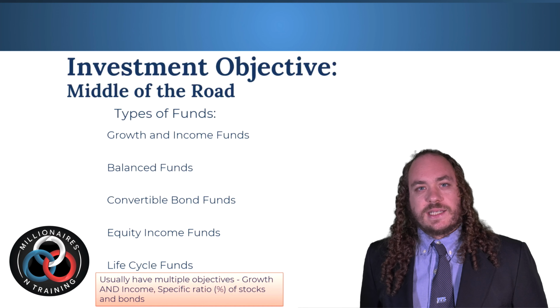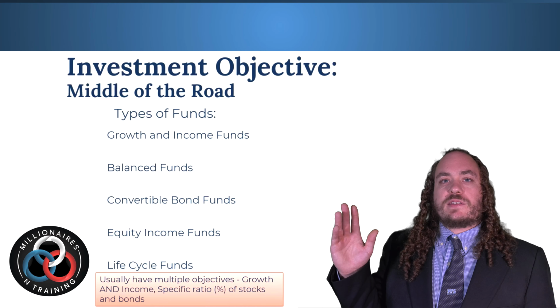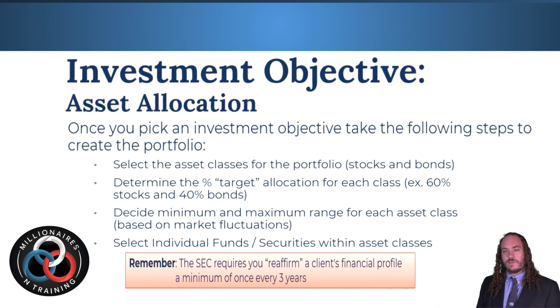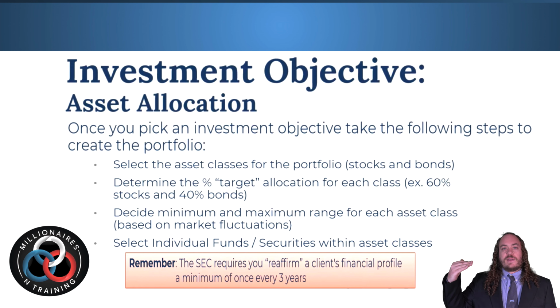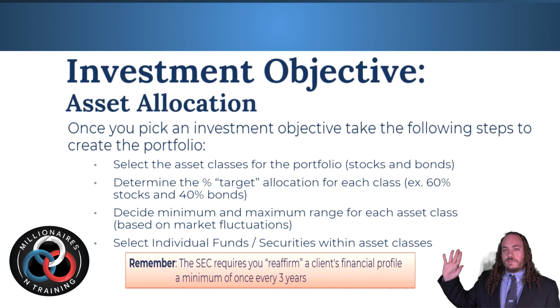When it comes to asset allocation, once you pick an investment objective, you want to take steps to create a portfolio. So select the asset classes for both stocks and bonds. Determine the percentage of the target allocation for each class. Here's your hint: if the question gives you the client's age, their age is right about where their bond allocation should be. So if I have a 23-year-old investor and the portfolio has 25% in bonds, that's probably ideal as long as the other 75% is in stocks.